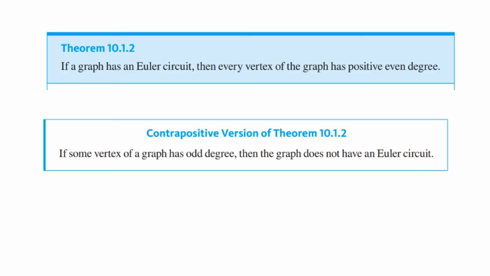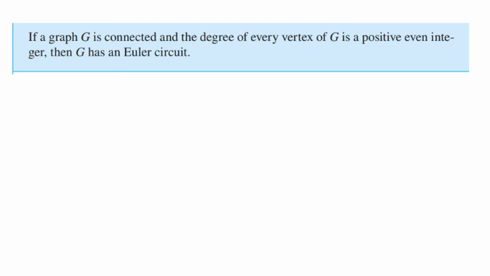Last time we proved these two theorems. One's a theorem, one's a corollary. If a graph has what we call an Euler circuit, that means it visits every edge once, then every vertex of the graph has positive even degree. But the contrapositive was also useful: if some vertex has odd degree, then the graph does not have an Euler circuit.